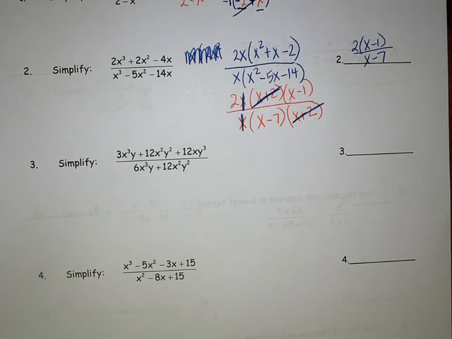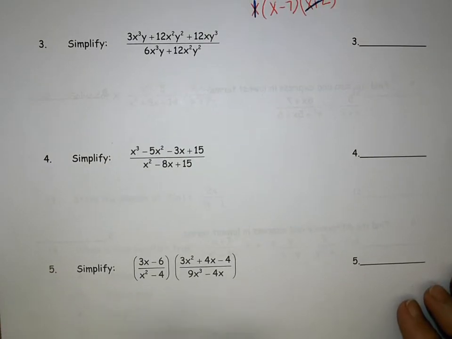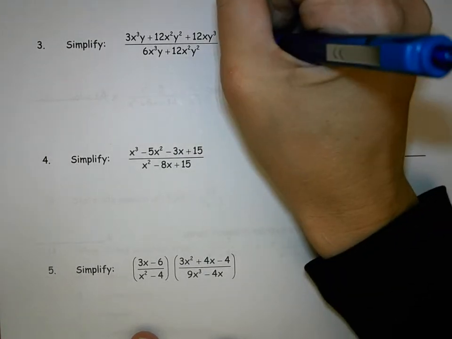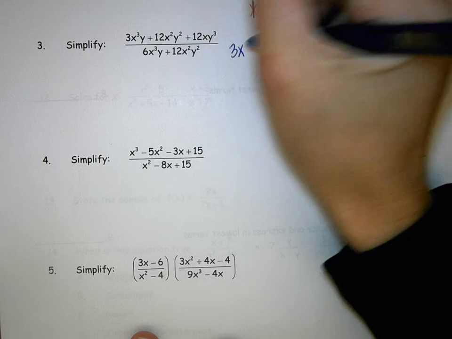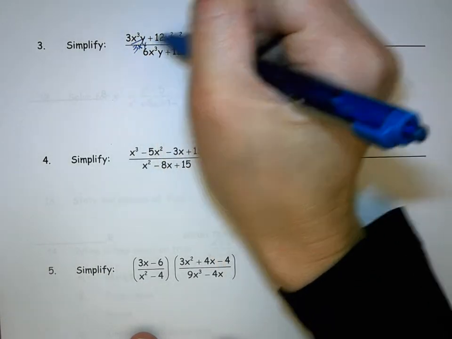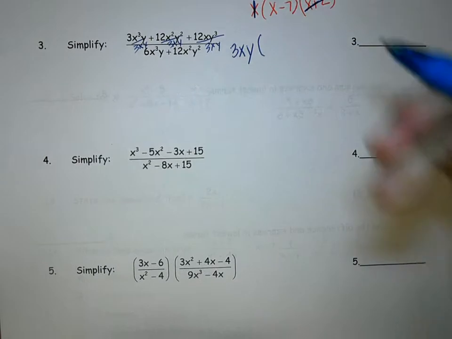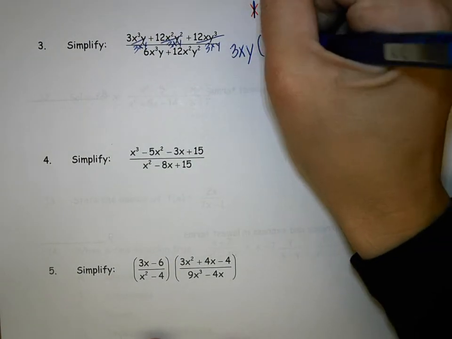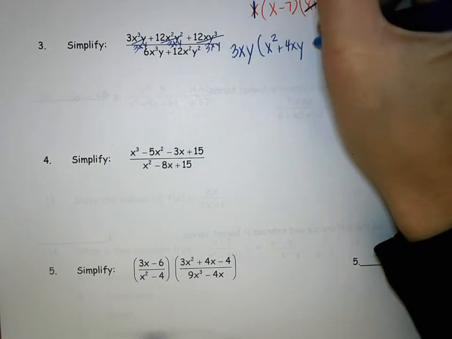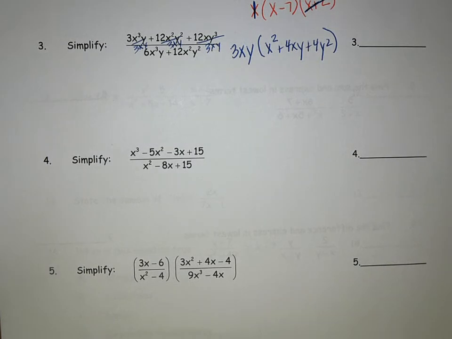Okay, number 3. What do I always check for first? GCF. What is my GCF on number 3 on the top? A 3xy. Okay, so we're dividing each of these by 3xy and seeing what is left over. So when I do that, the first one, we have x squared plus 4xy plus 4y squared is what I'm left with on the top when I reduce it all.